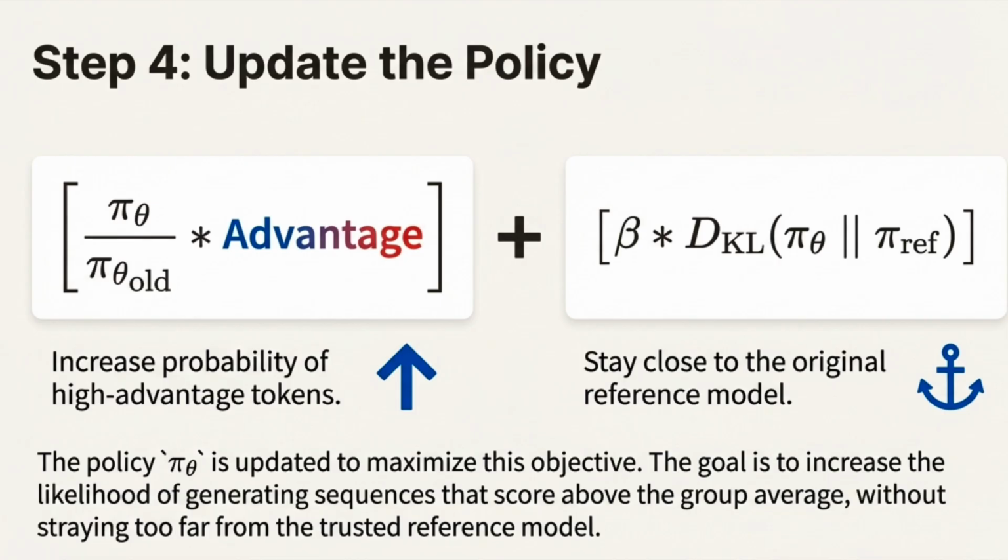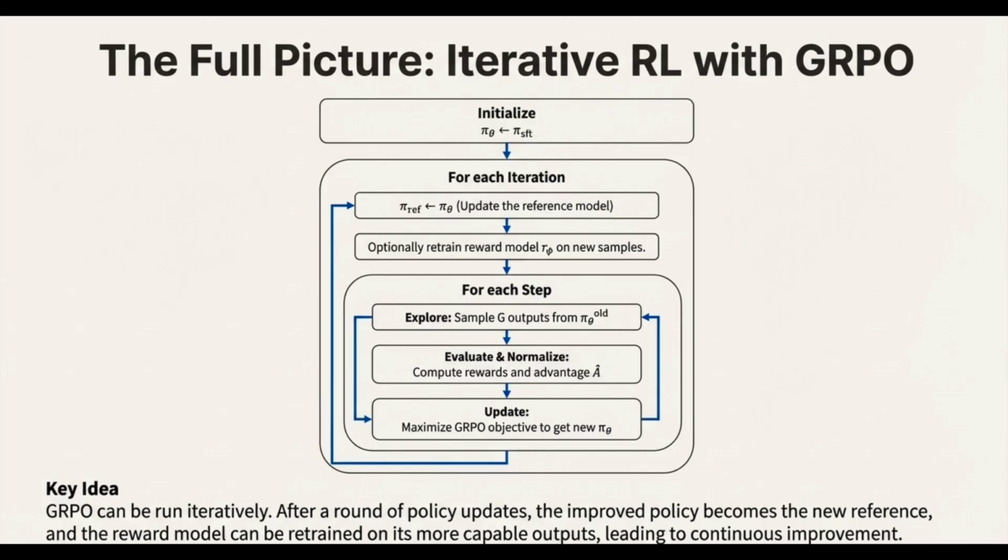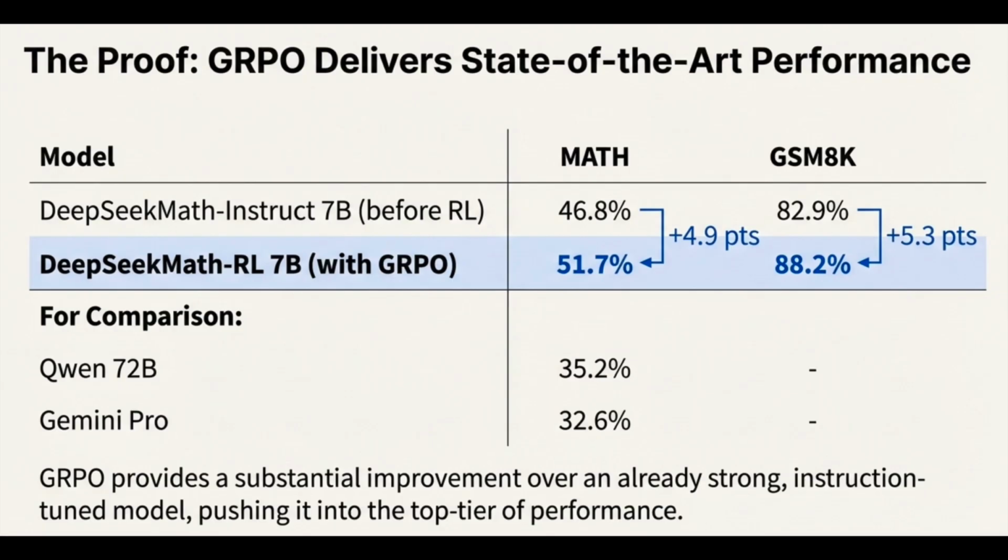Looking at the DeepSeekMath RL result, they took their instruct model and trained it with GRPO on just a subset of English data. Just GSM-8K and math. And the in-domain gains were huge. GSM-8K jumped over 5 points from 82.9% to 88.2%. And the really hard math benchmark went from 46.8% to 51.7%. That's a nearly 5-point gain. That's what makes a model state-of-the-art.